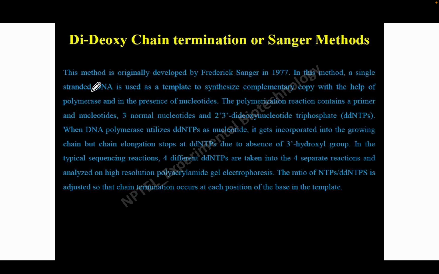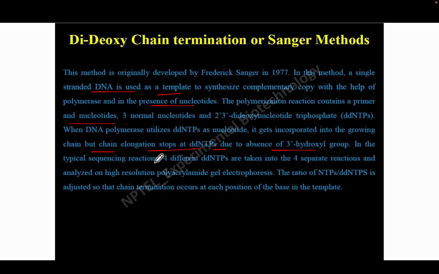In this method, a single stranded DNA is used as a template to synthesize a complementary copy with the help of polymerase and in the presence of nucleotides. The polymerization reaction contains a primer, 3 normal nucleotides and 2',3'-dideoxy nucleotide triphosphates. When DNA polymerase utilizes ddNTPs and nucleotides, it gets incorporated into the growing chain, but chain elongation stops at ddNTPs due to the absence of the 3' hydroxyl group.